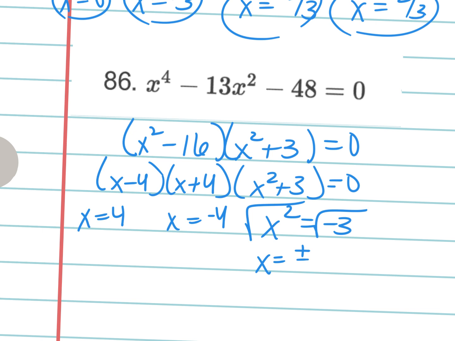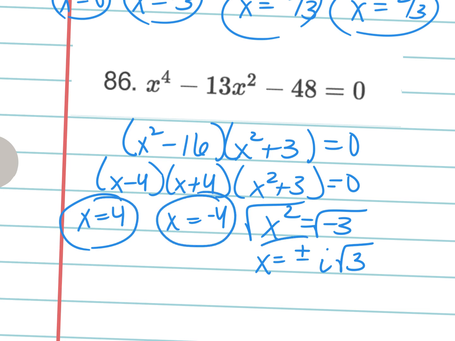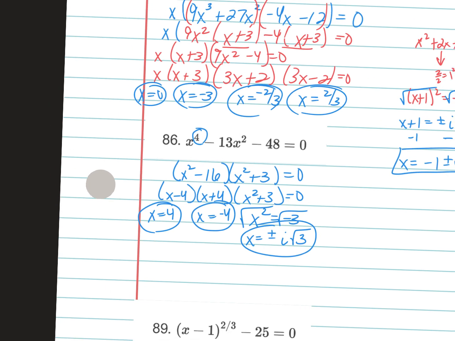Because that's a negative underneath, we're going to take out that negative and have an i, and then the square root of 3 is left underneath. So here are my 4 solutions. I knew there were 4 because at the beginning, it was x to the 4th power.